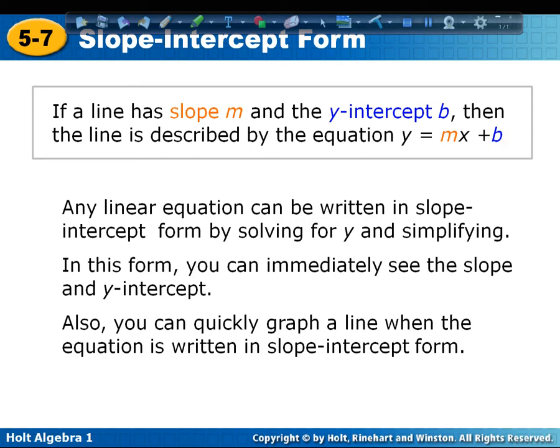Any linear equation can be written in slope-intercept form by solving for y and simplifying, and we're going to have to do that with a couple of our examples today. In this form, you can immediately see the slope and the y-intercept. Also, you can quickly graph a line when the equation is written in slope-intercept form, because again, you're given the y-intercept and the slope, and you can use that in order to graph. Go ahead and write number 1. We're going to do number 1 on graph paper.